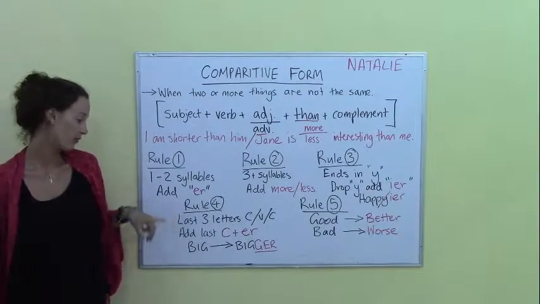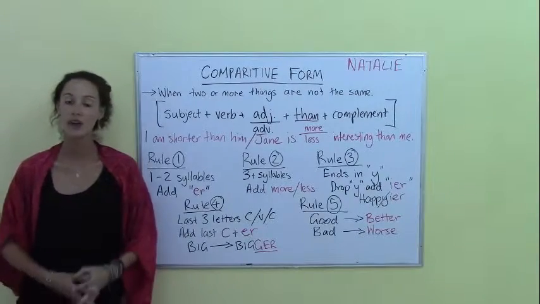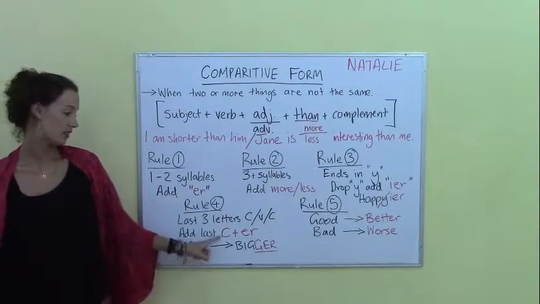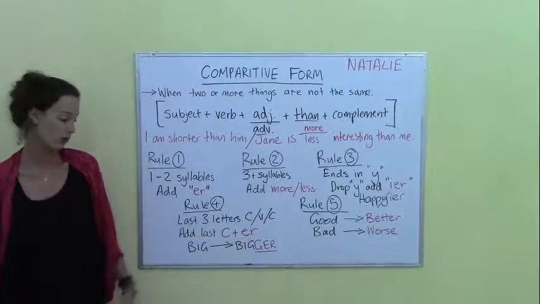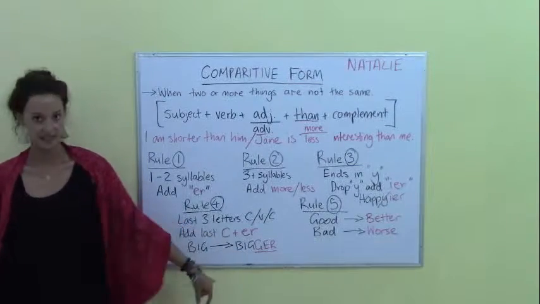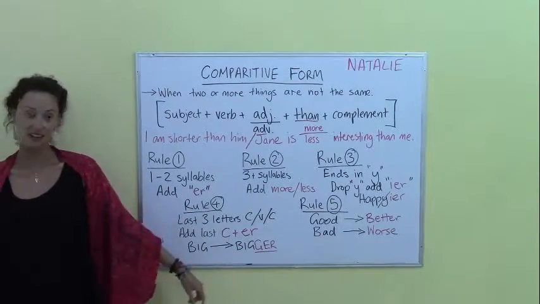Rule number 4, if the last 3 letters of the adjective or adverb are a consonant, vowel, consonant, you add the last consonant plus er. For example, big becomes bigger, wet becomes wetter, sad becomes sadder.